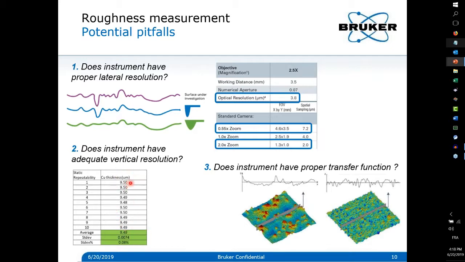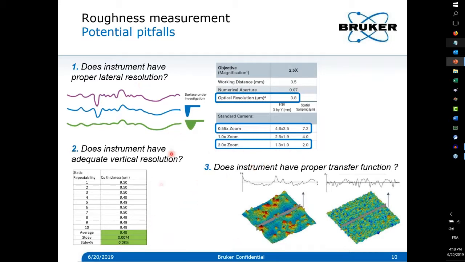So here is an example of a copper line measured 10 times, and you see this is a 9.5 micron thickness with a standard deviation of 1 sigma below 1 nanometer, so it's 0.7 nanometers. So it means that here the system has the capability to indeed measure, in these given conditions, at nanometer levels. So it's a pretty easy and straightforward test to do, but it reveals a lot in terms of vertical capabilities.